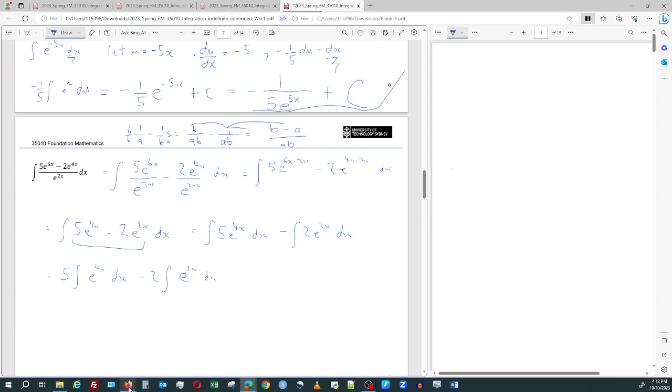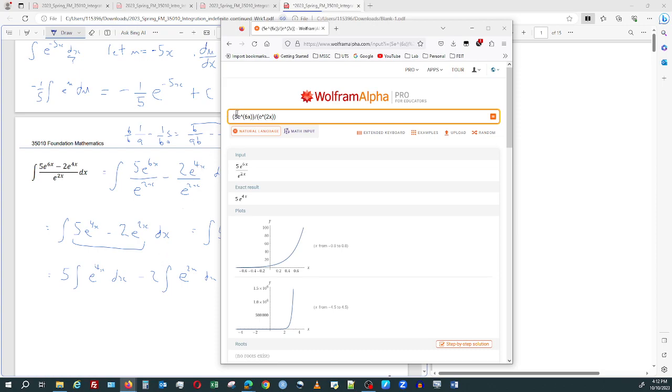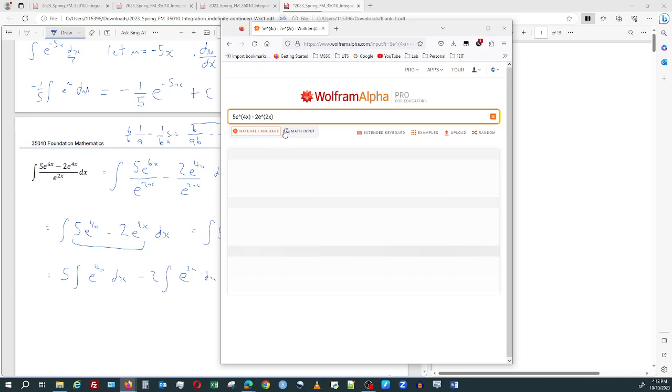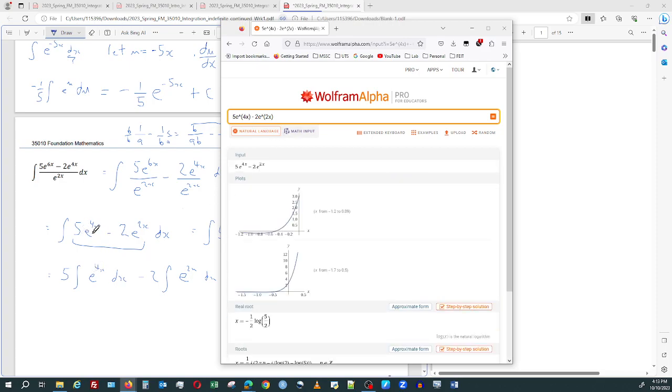5e to the 4x minus 2e to the 2x. 5e to the 4x. So let's just fix those up. 5e to the 4x. Take that bracket away. Minus 2e to the 2x, it was, wasn't it? I think that's right. Just take that last bracket away. Let's have a look at what that looks like in terms of whether it's a match for this bit. 5e to the 4x minus 2e to the 2x.